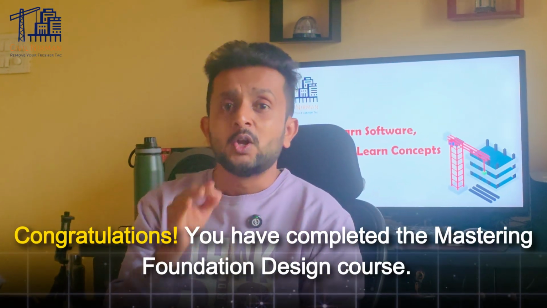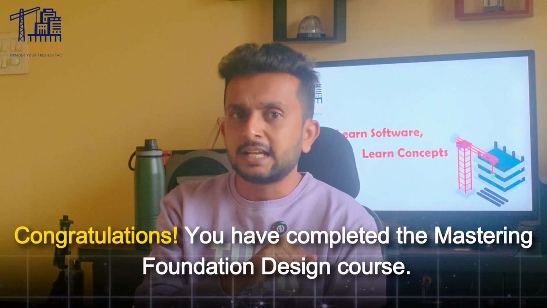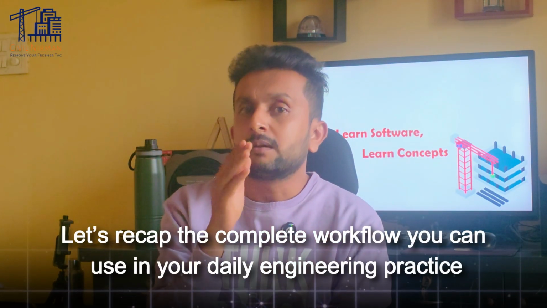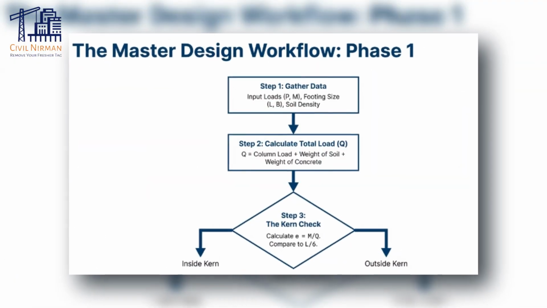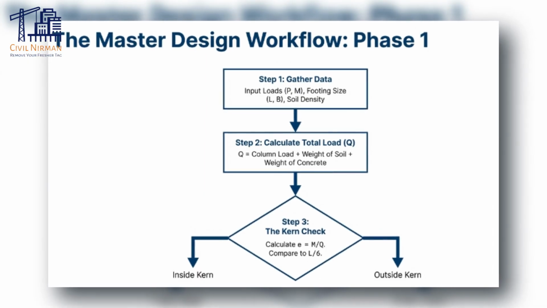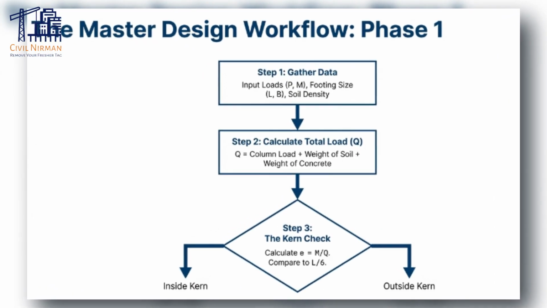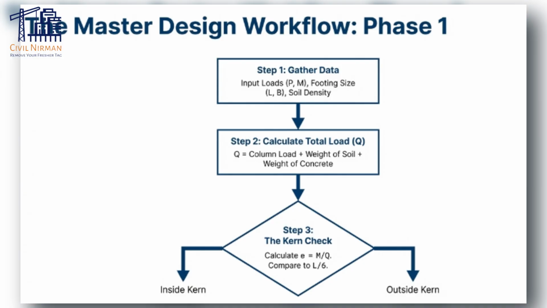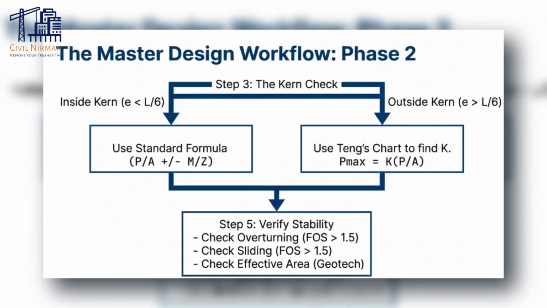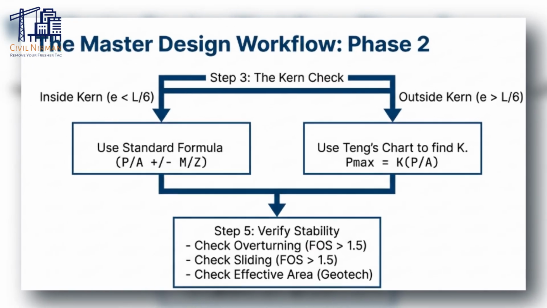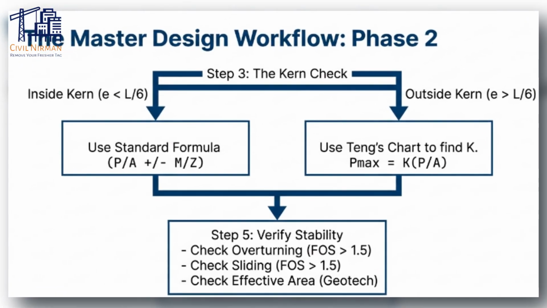So congratulations, you have completed the Mastering Foundation Design segment. Let's recap the complete workflow you can use in your daily engineering practice. Step 1. Gather data: get your column load, moments and footing sizes. Step 2. Calculate the weight. Don't forget to add the weight of soil and concrete to the total load. Step 3. Next, check your eccentricity value based on L/6. Then in the next part, you just have to figure out the K value from Teng's chart and verify the safety checks based on overturning and sliding.